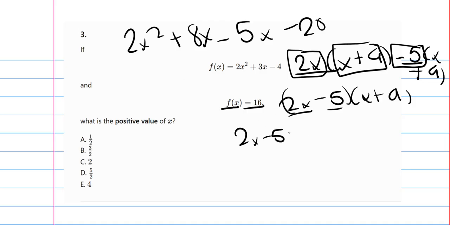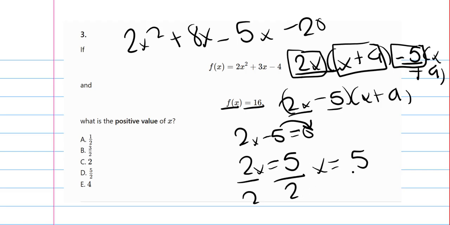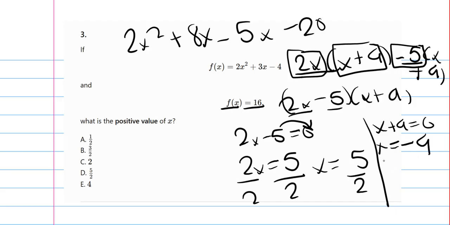So 2x minus 5 is equal to 0. You just put this on the other side and 5, and you divide it by 2, and x is equal to 5 over 2. And here, x plus 4 is equal to 0, x is equal to negative 4. So what is the positive value of x? It would be x is equal to 5 over 2. That's the answer, letter D.